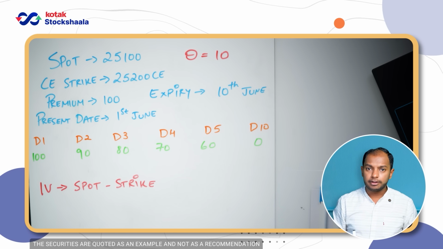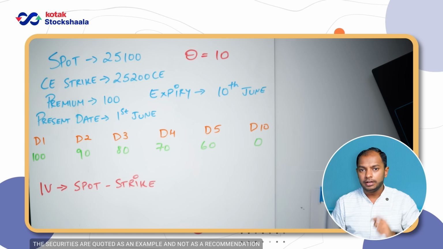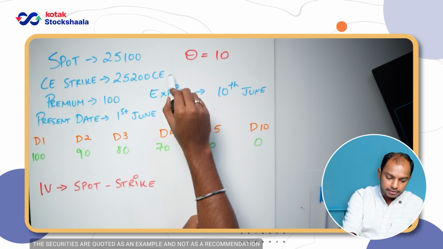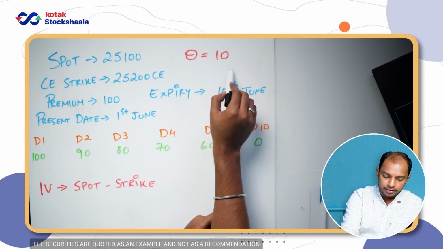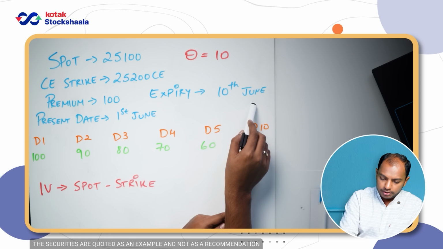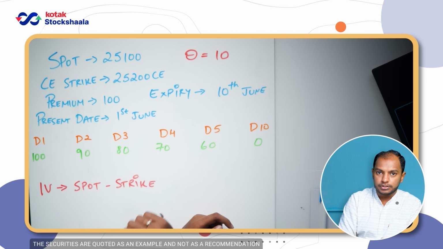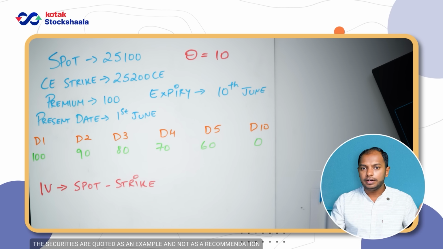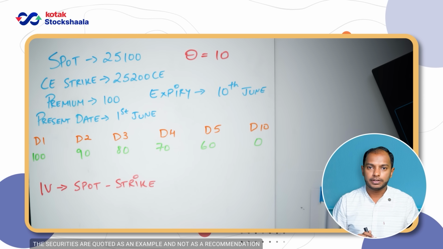And the premium I have paid is 100 rupees. And the theta for this specific call option is 10. The expiry date of this contract is 10th June and the present date is 1st June, which means we have 10 days for the expiry of this specific contract.